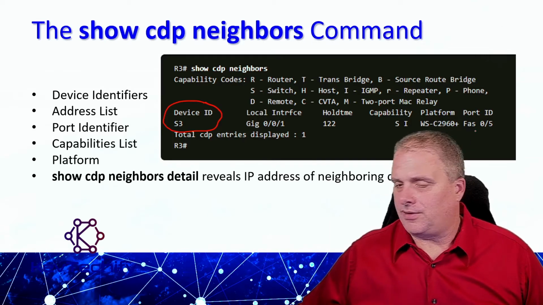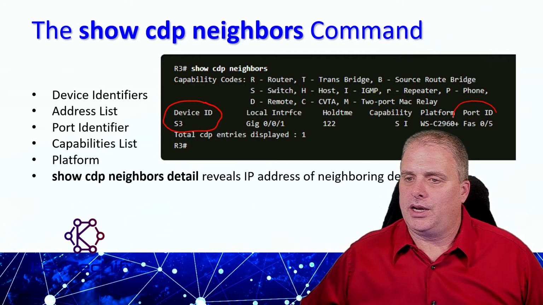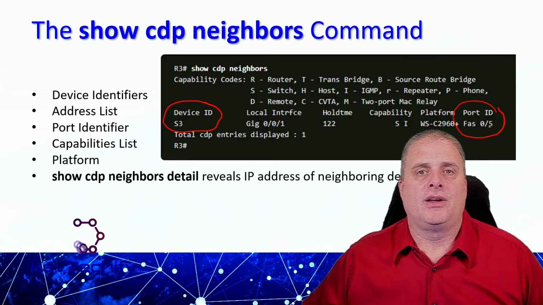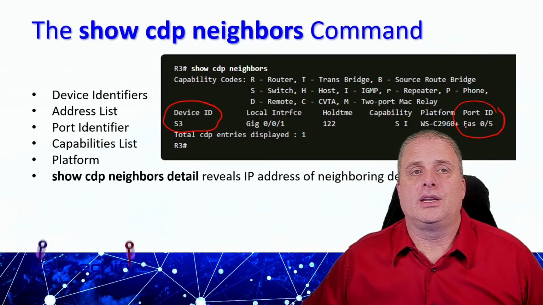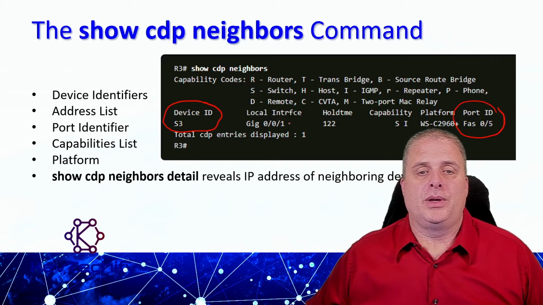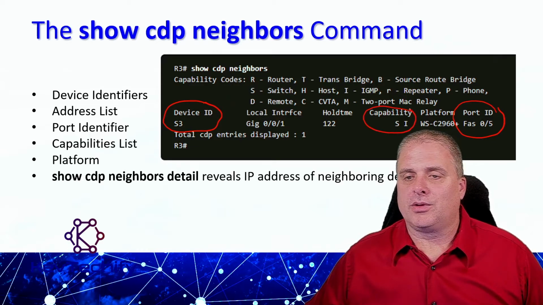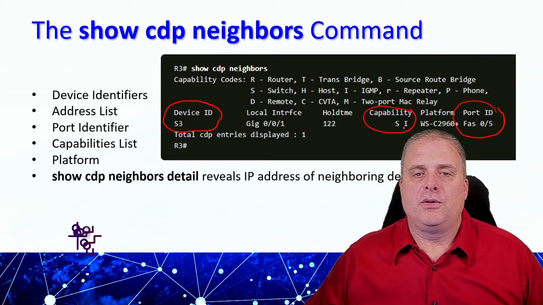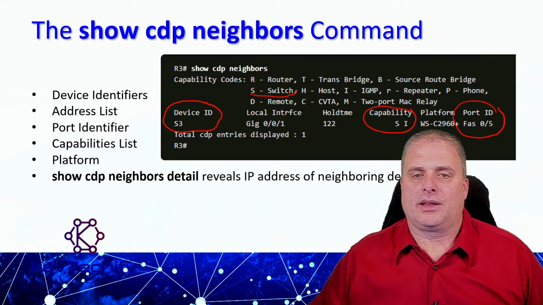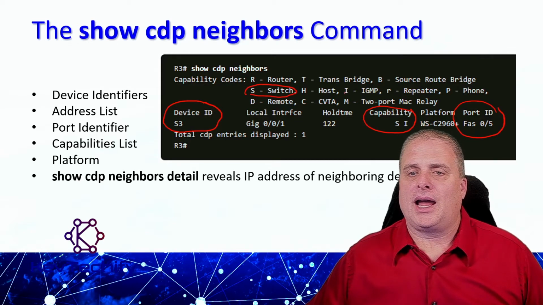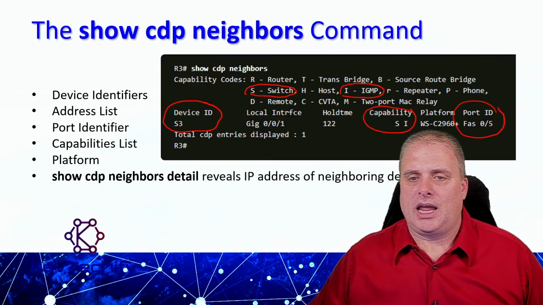Then we have a port identifier. It's listed over here on the far right side, and here it says Fast Ethernet 0/5. So on the far device, we are connected into the Fast Ethernet 0/5 interface. Then we have the capabilities list. That field is right here, and notice we have several letters below it. We have an S and an I. If we look up here underneath the capability codes, the S says that is a switch. And then we have I, it is running the IGMP protocol. So that's what our capabilities are.